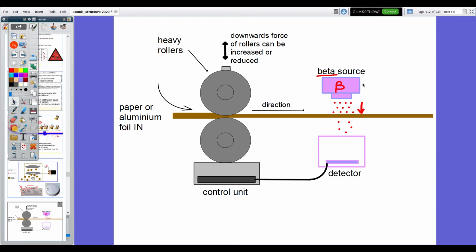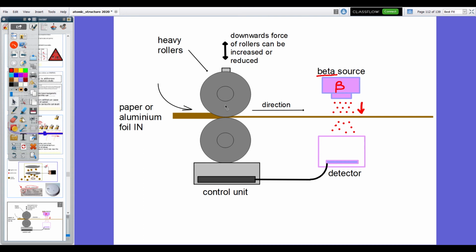If you look at here, we've got a beta source emitter and it's firing beta particles downwards and they're being detected. Now in this particular situation, let's make it really thin. And if I make it really thin, then you should expect to see the same level of beta particles on the other side because they're not really getting absorbed very much.